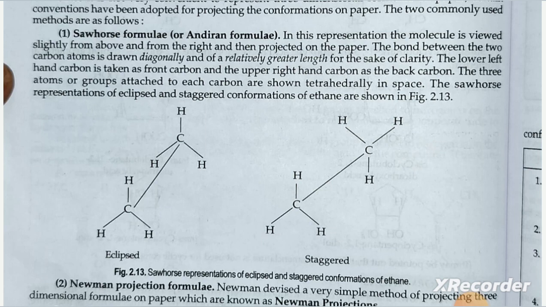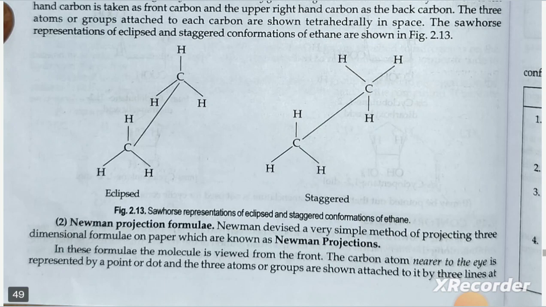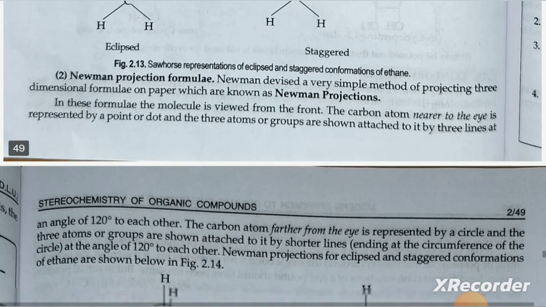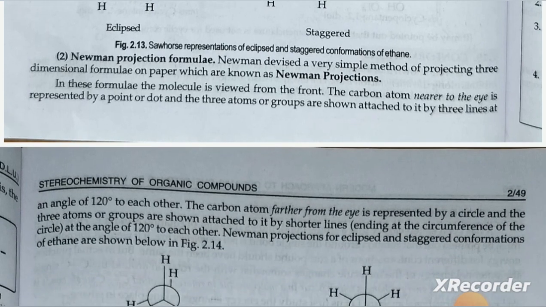Second is Newman projection formula. Newman devised a very simple method of projecting a three-dimensional formula on paper, which is known as Newman projection. In these formulas, the molecule is viewed from the front. The carbon atom nearer to the eye is represented by a point or dot, and the three atoms or groups are shown attached to it by three lines at an angle of 120 degrees to each other.